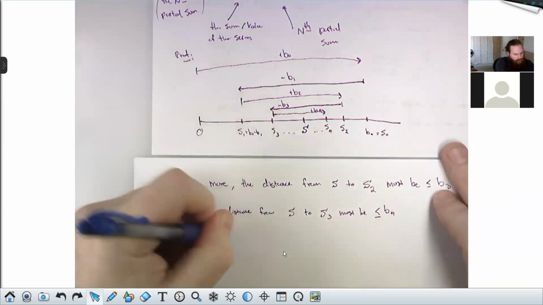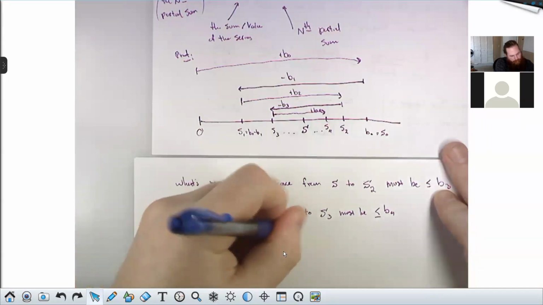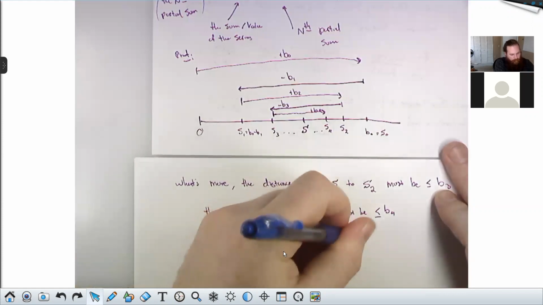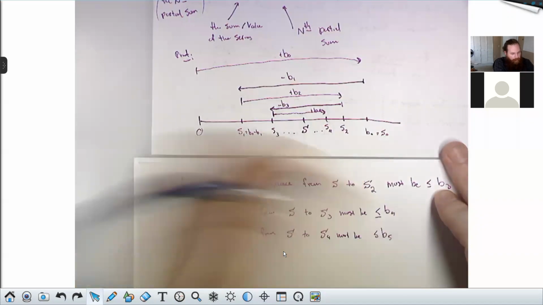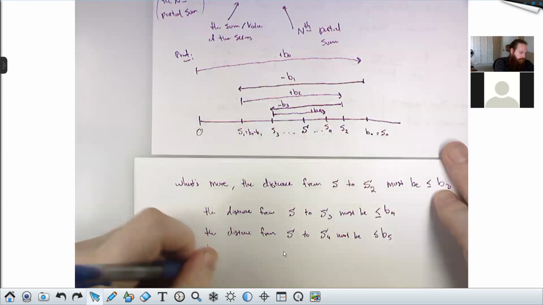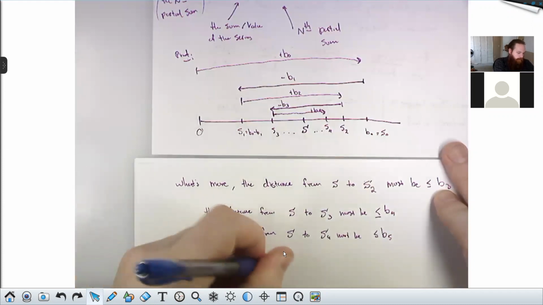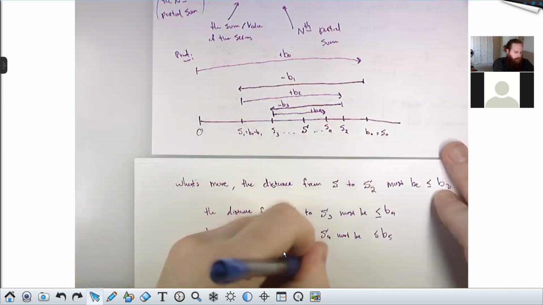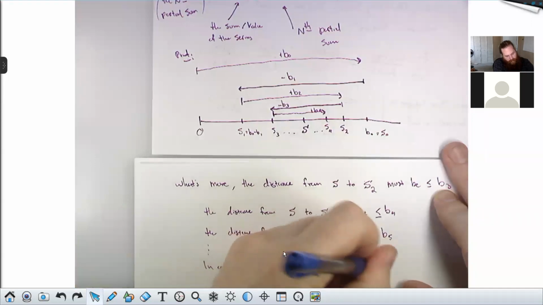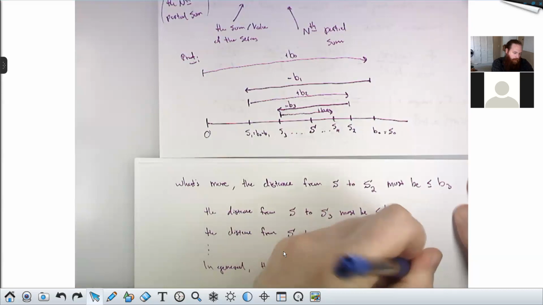The distance from S to S4 must be less than or equal to B5, and so on. In general, the distance from S to Sn is less than or equal to Bn plus 1.